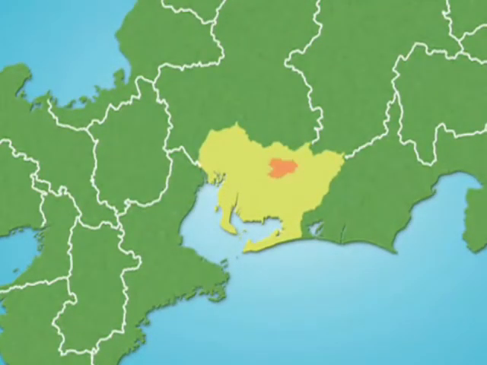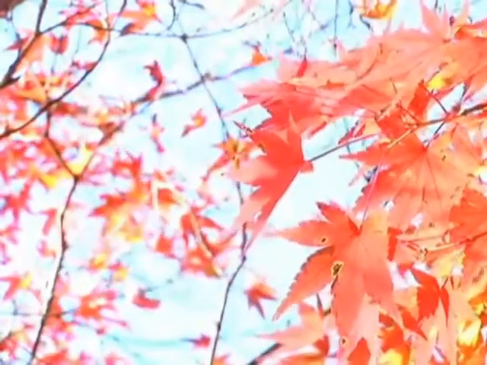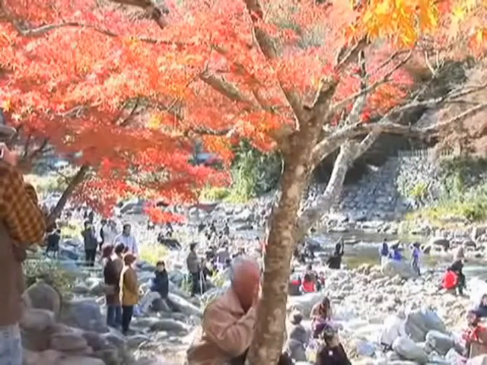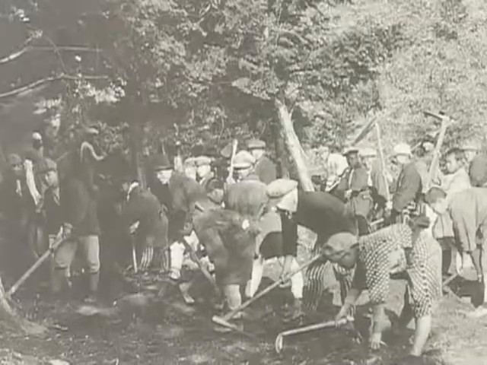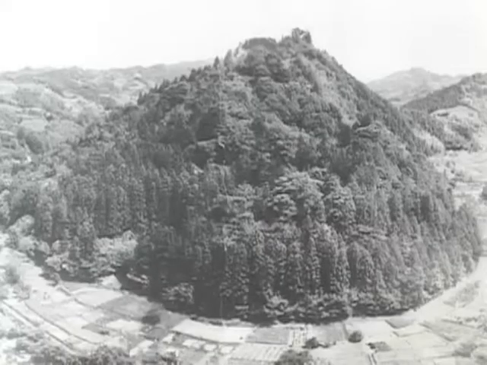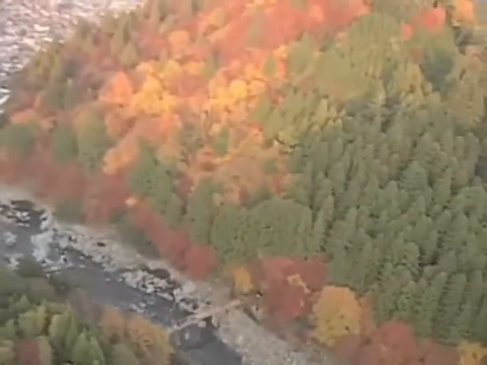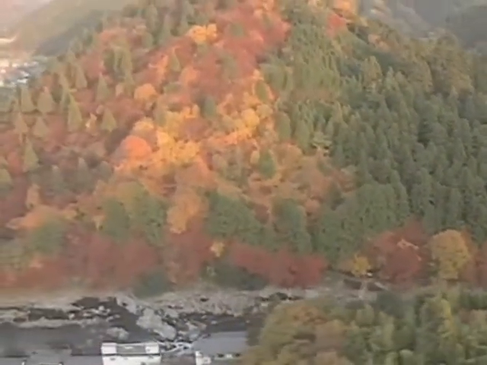Asuke is a town in central Japan. It's part of Toyota City in Aichi Prefecture, and it's known for its beautiful autumn foliage. Visitors flock to the town during the autumn to view the leaves. But this foliage isn't part of the natural heritage of this locality. The first maple was planted here in 1624. And another major planting took place in 1923. Since then, the maple forest has continued to spread and is now named Koranke.